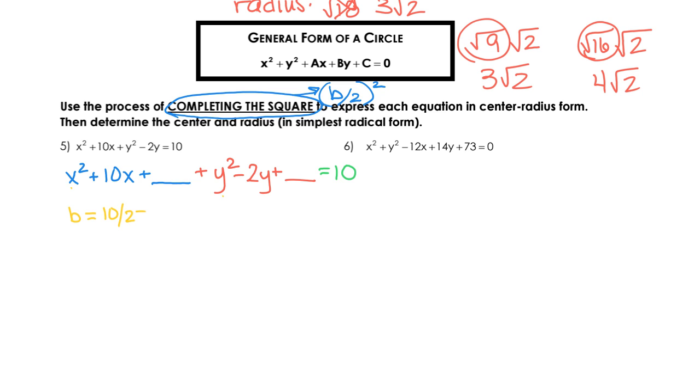All right, so our b value is 10. We're going to take half of it, which is 5, and then we're going to take that 5 and we're going to square it, and we're going to get 25, and that's the number that goes on the line. However, you have to remember you can't just add 25 to the left-hand side of an equation. You also have to add it to the right-hand side.